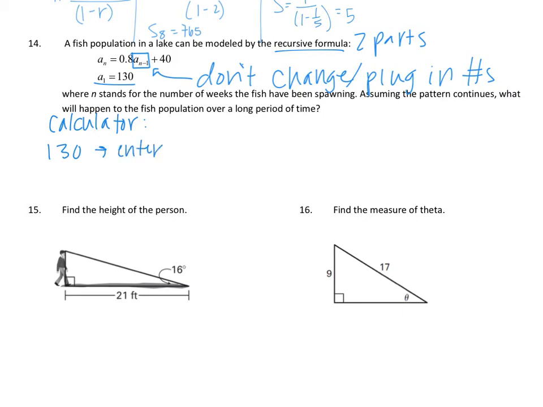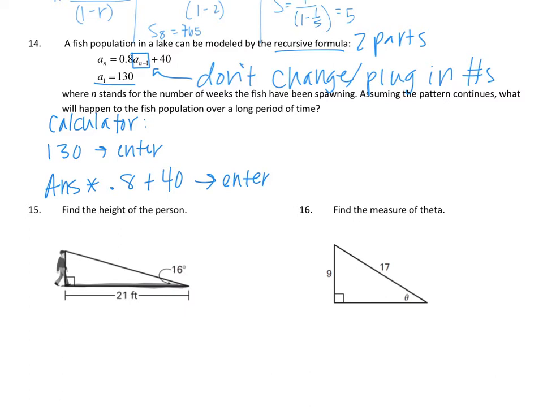And then I would hit times 0.8. So on your calculator it would look like answer and then times 0.8 plus the 40 all in one line, and then hit enter again. And then keep hitting enter until your number stops changing. So I'm going to do 130, enter, times 0.8 plus 40.